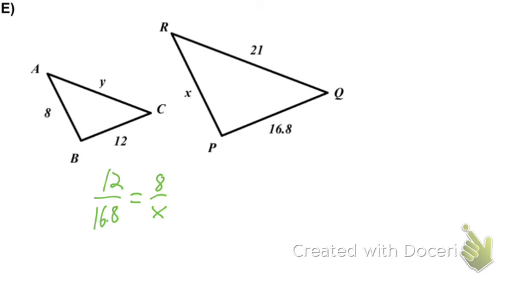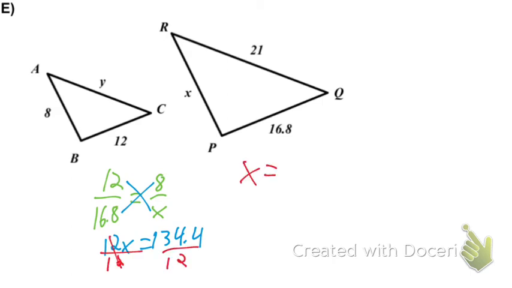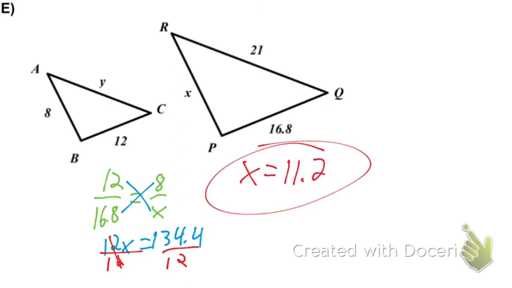So we type this in a calculator, we get 12x is equal to 8 times 16.8, which is 134.4. Now we divide both sides by 12, and x is 11.2. Questions on x?